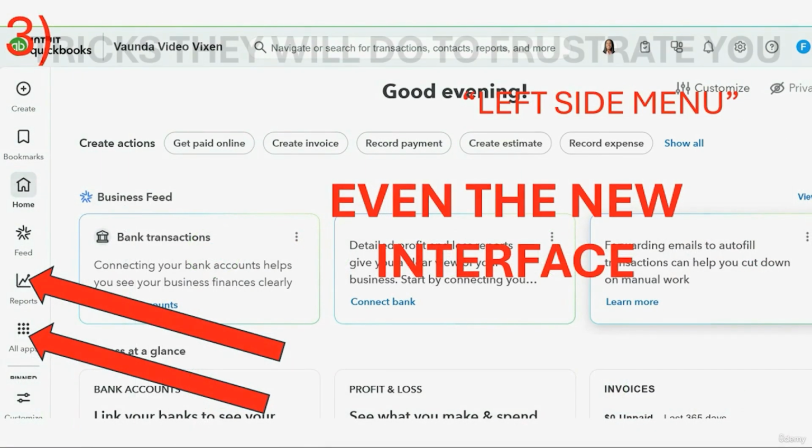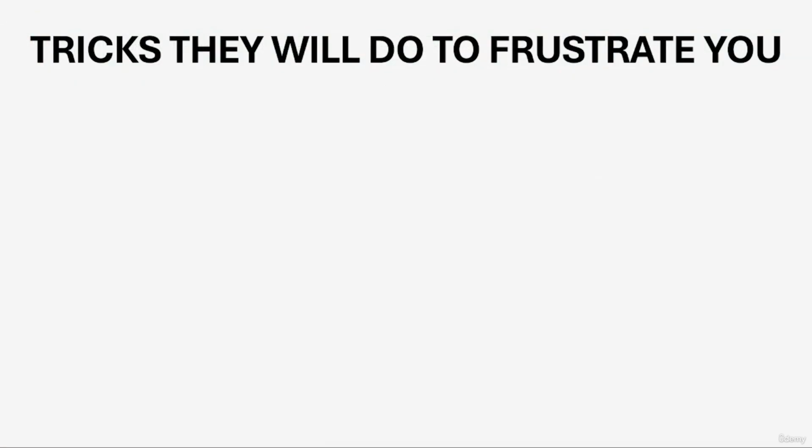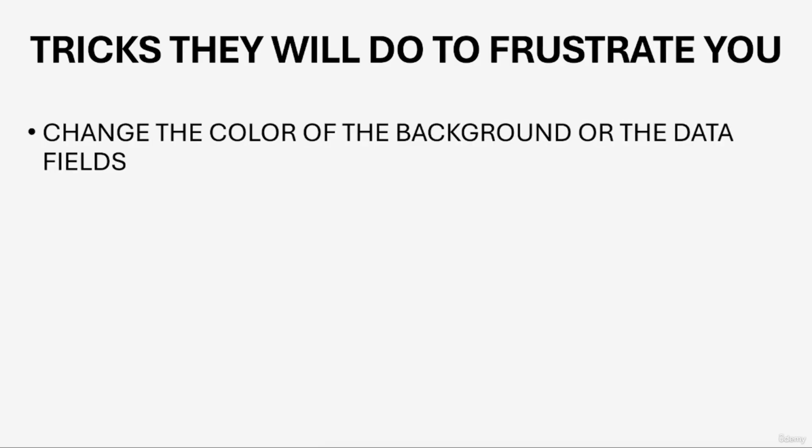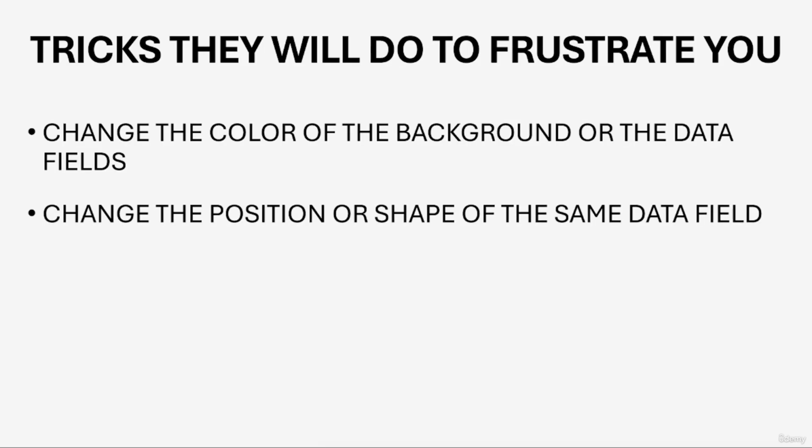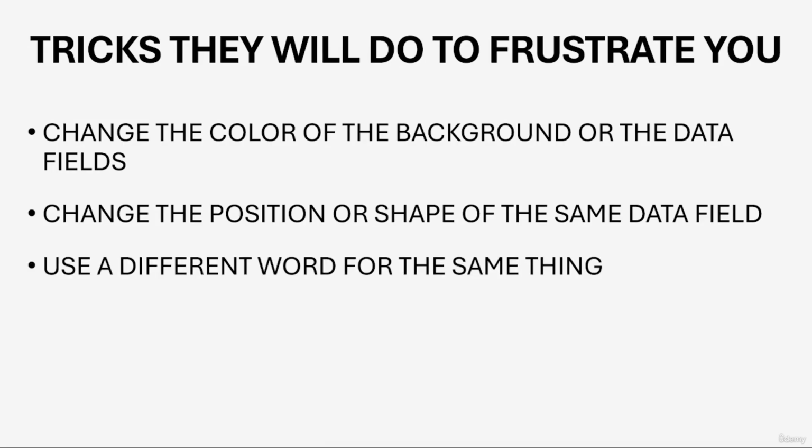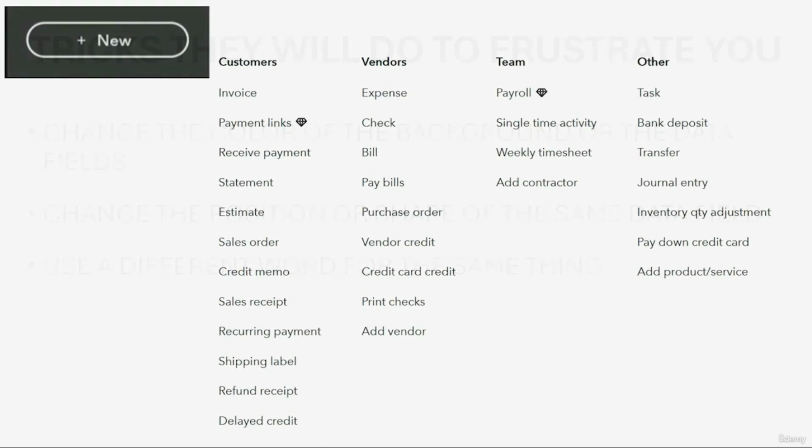Don't worry if you're looking at something and it looks different. They are always trying tricks to frustrate you. Maybe the change in color of the background or the change in the color of the data fields might confuse you. Maybe they change the position, shape, or size of the same data field in the same window. And they might even choose to use a different word for the same thing. These are the three tricks that you have to look out for if your QuickBooks Online suddenly looks different.